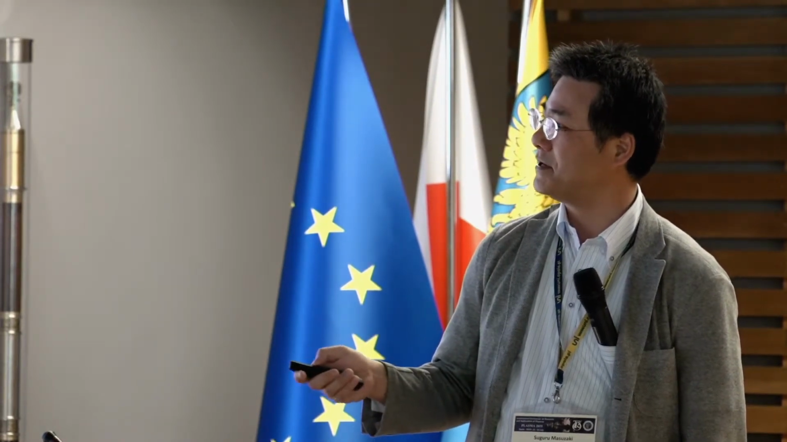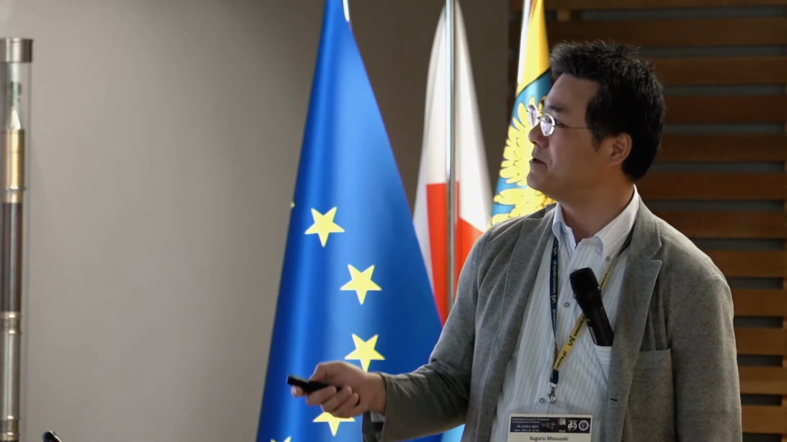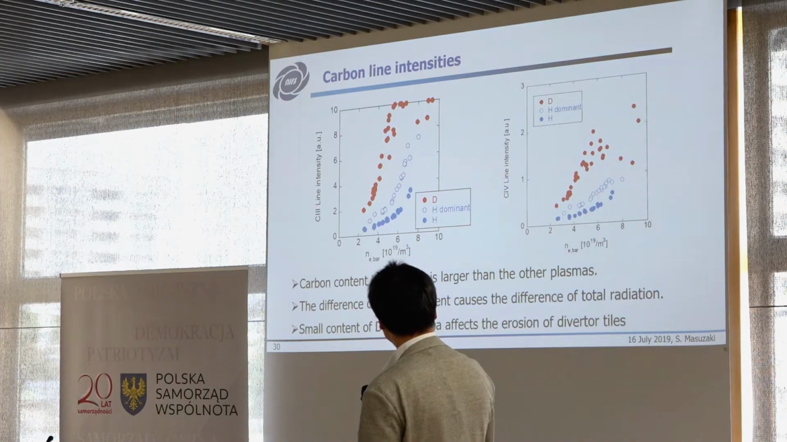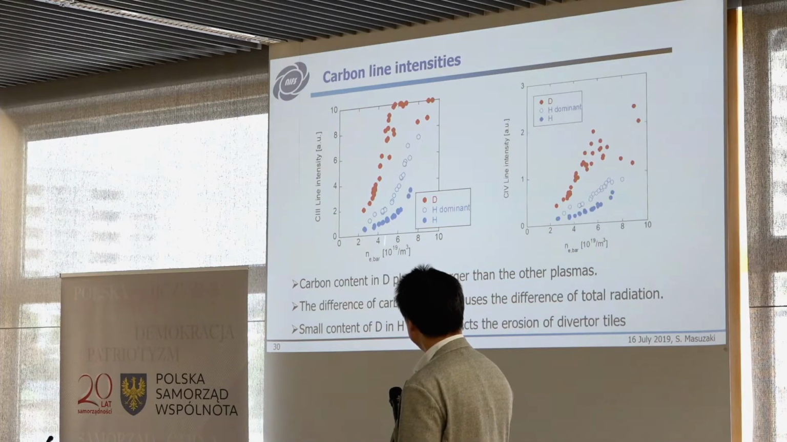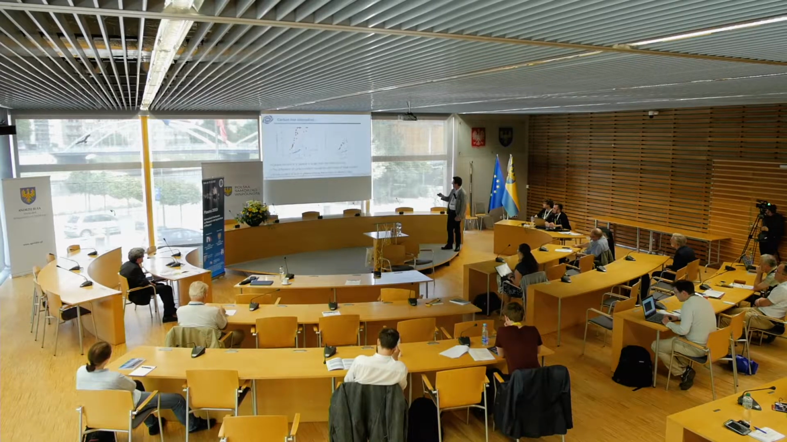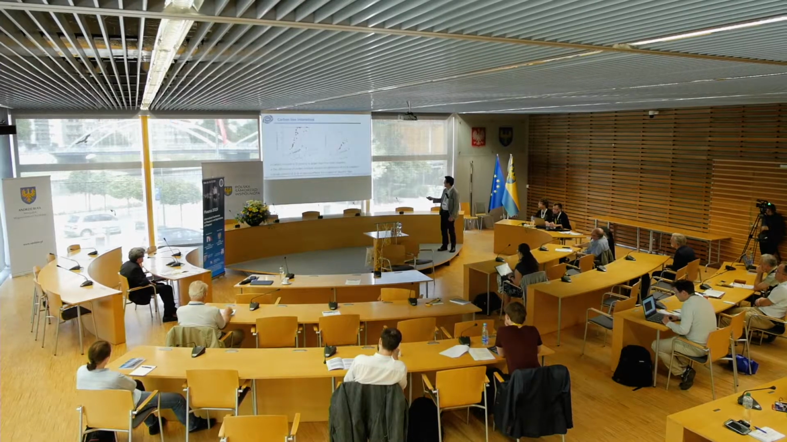Horizontal axis is line average density. As you can see, in the deuterium case, the carbon emission is very large, and carbon 4 also. So this difference of the carbon content in plasma causes the large radiation difference. And I should say that the mixture plasma is between hydrogen and deuterium. So this is very reasonable.